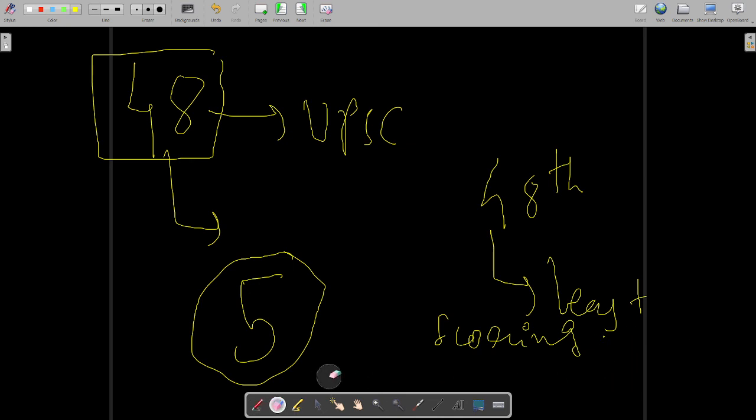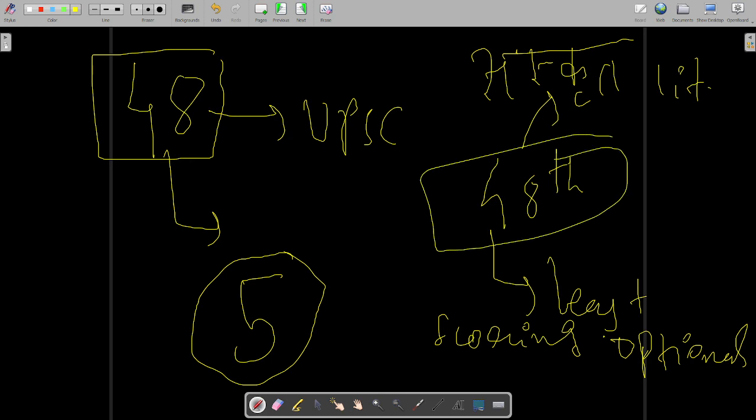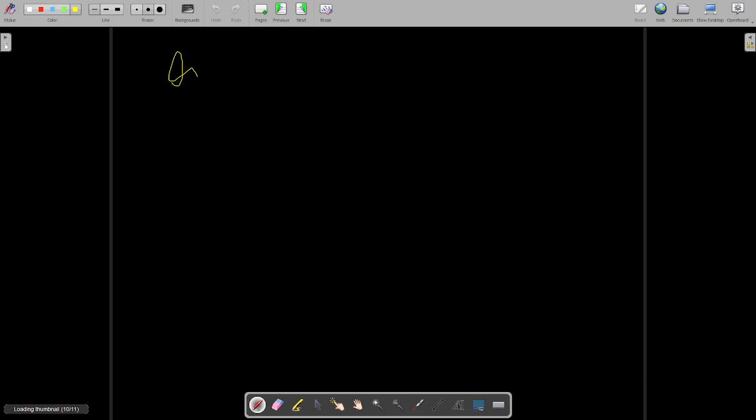Okay, so the least scoring optional is Sanskrit literature. The 48th, least scoring optional is nothing but the Sanskrit literature optional. The reason is very clear: Sanskrit is a complicated language.